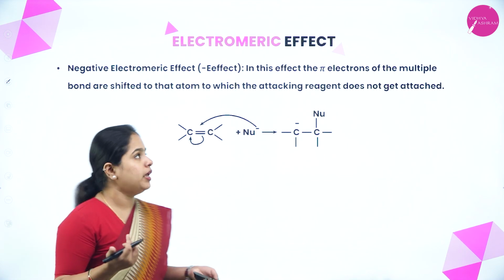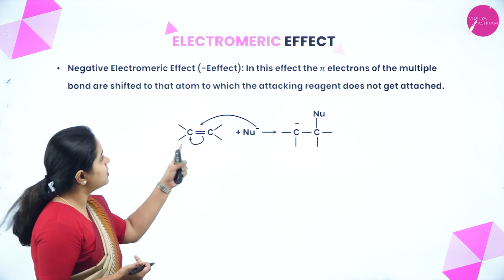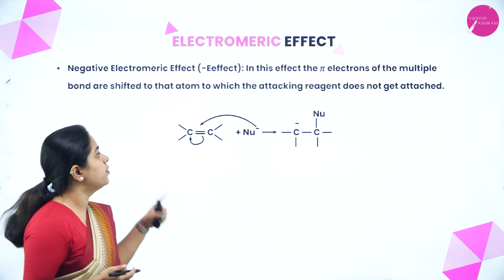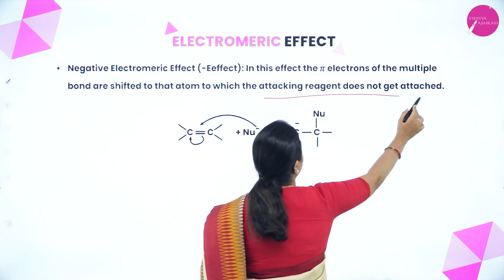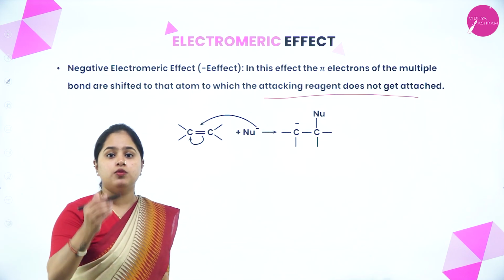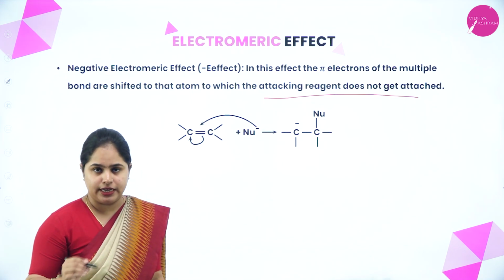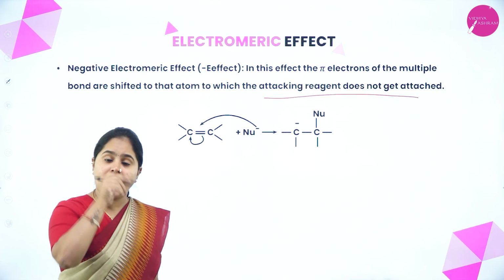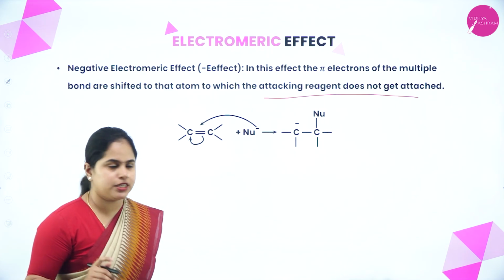Right? Now what will be the minus E effect then? In this effect, the pi electrons of the multiple bond are shifted to that atom to which the attacking reagent does not get attached, right? So, apart from the carbon atom to which the electrophile is coming and attacking, the pi electrons will be shifted to the other carbon atom which is present.